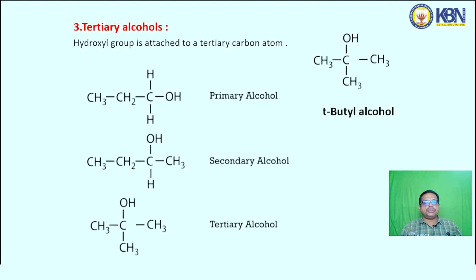Of the remaining two alcohols, one is primary and another one is secondary. In the primary alcohol, the OH group is linked to a primary carbon. In the secondary alcohol, the OH group is linked to a secondary carbon. Whereas in tertiary alcohol, the OH group is linked to a tertiary carbon. Best example, tertiary butyl alcohol, where the OH group is linked to a tertiary carbon.